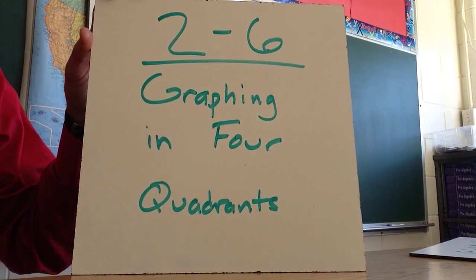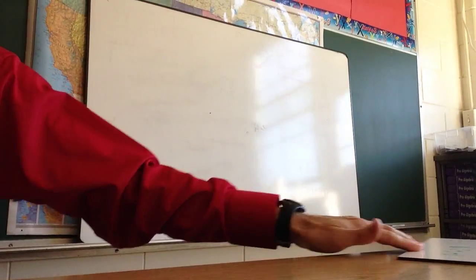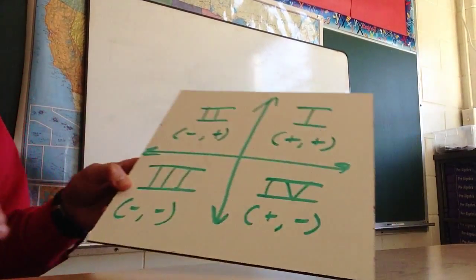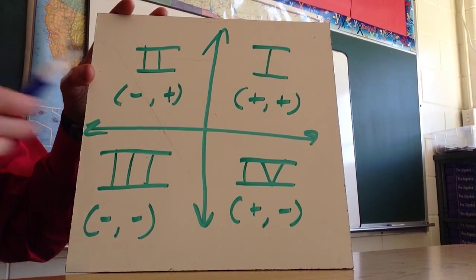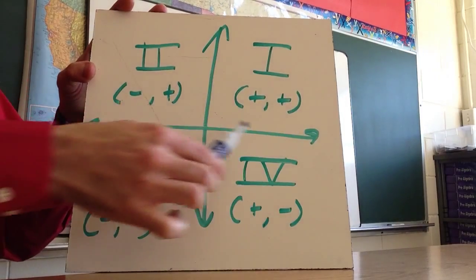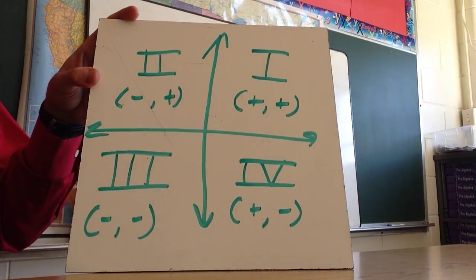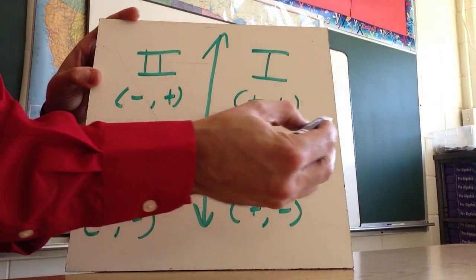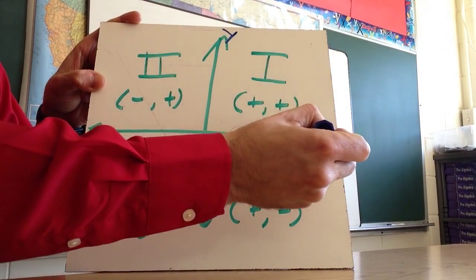Today's video will discuss Chapter 2.6, Graphing in 4 Quadrants. So let's start by discussing the quadrants. You think of this as your 4 quadrants. Quadrant 1, which is this quadrant, is when x and y are both positive. Remember that x is going along this axis and y is going along this axis.